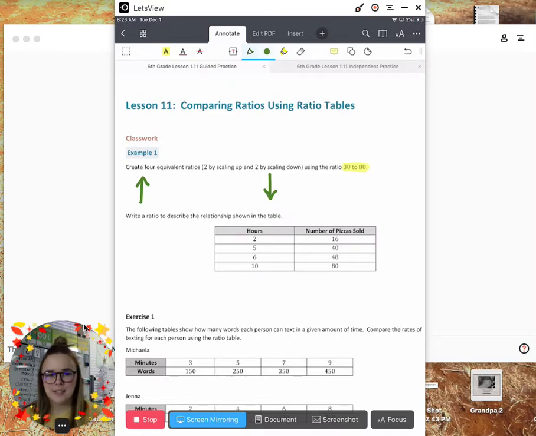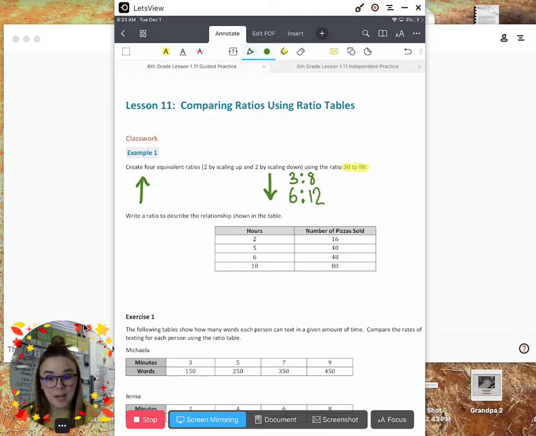The first thing that I see right away is that both of these numbers, 30 and 80, are both multiples of 10. So my first ratio for scaling down is going to be dividing both sides by 10 to give us 3 to 8. So that's my first ratio. Then from there, I can scale that ratio up as long as it's not bigger than 30 to 80. And I could, say, multiply both of those numbers by 2 to get 6 to 12.